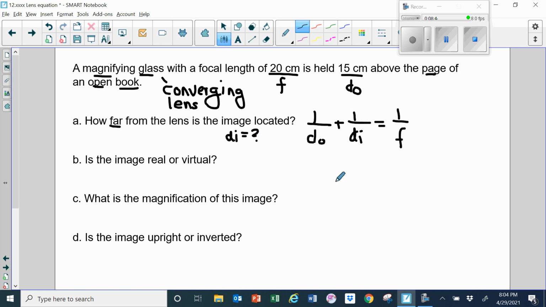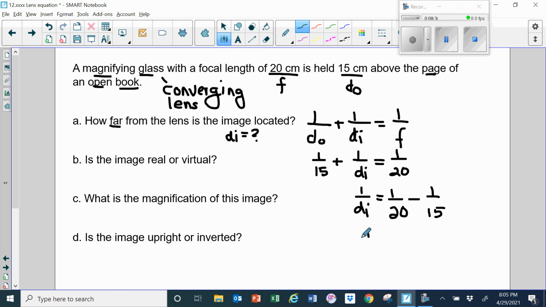So first, I'm going to substitute here. This is going to be 1 over 15, and I'm going to leave off the units just for simplicity, plus 1 over DI, which is what I'm solving for, equals 1 over 20. My DI will be in centimeters when I get that done. Then I do some rearranging, and I get 1 over DI equals 1/20th minus 1/15th.